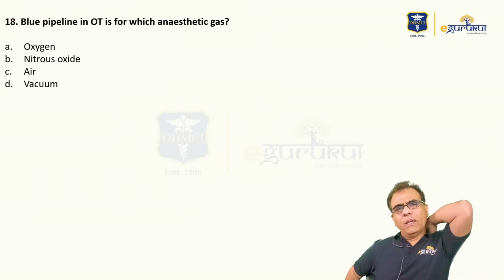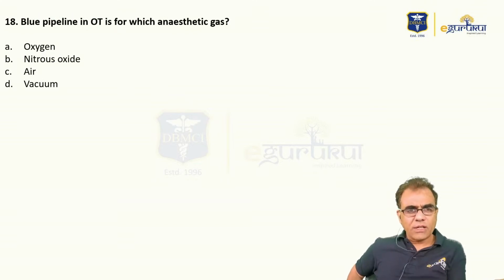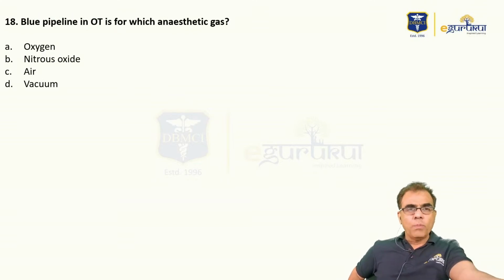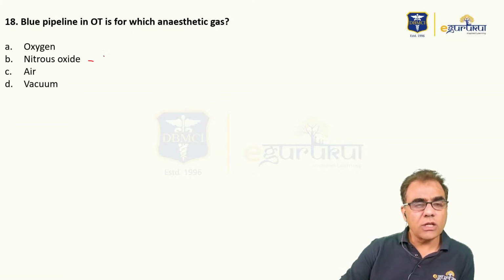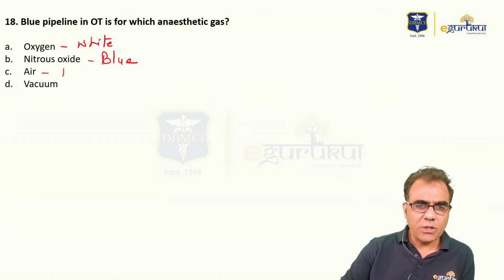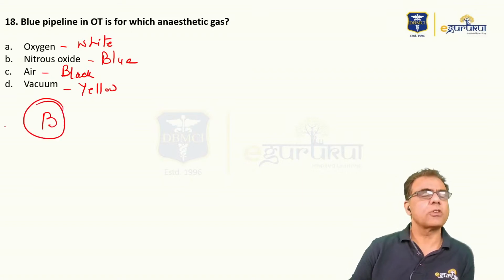Blue pipeline in OT is for which anesthetic gas? Oxygen, nitrous oxide, air, vacuum. Blue is for nitrous oxide. So nitrous oxide is the blue color pipeline. Oxygen is white. Air is black. And vacuum is yellow. So blue is for nitrous oxide.